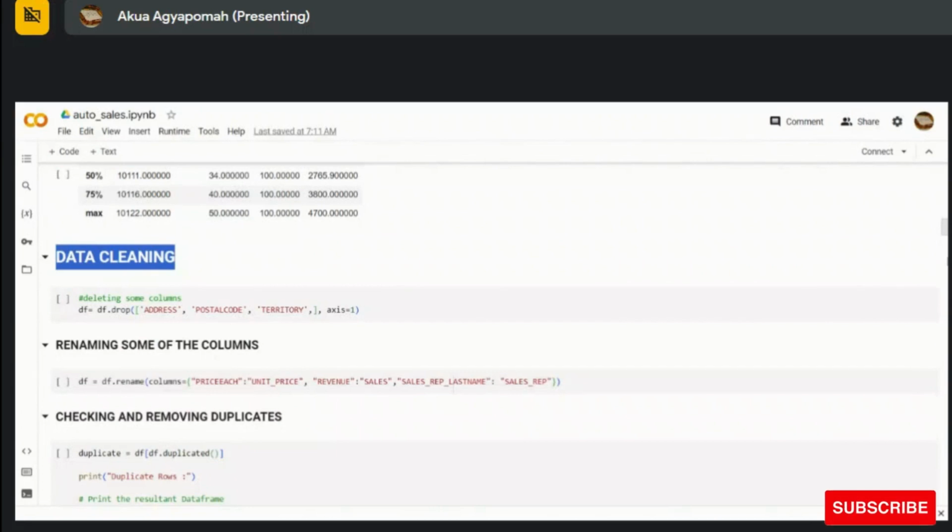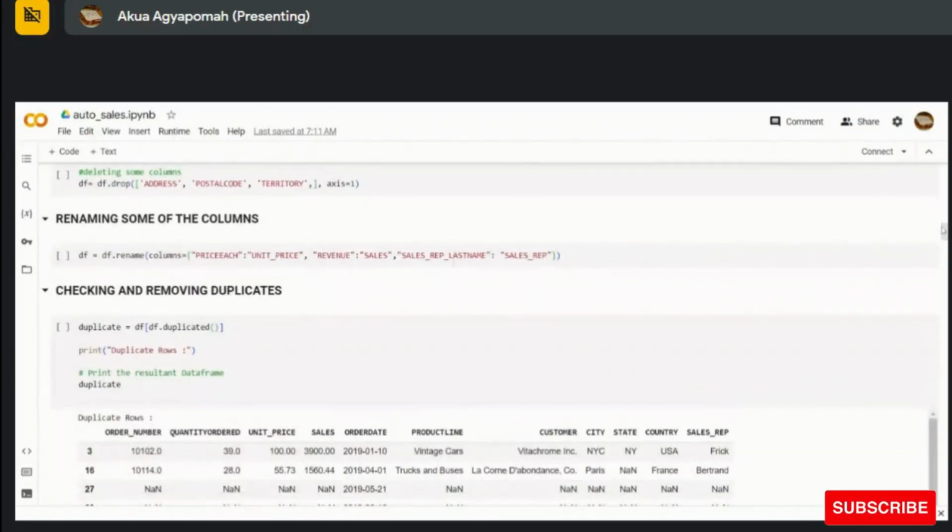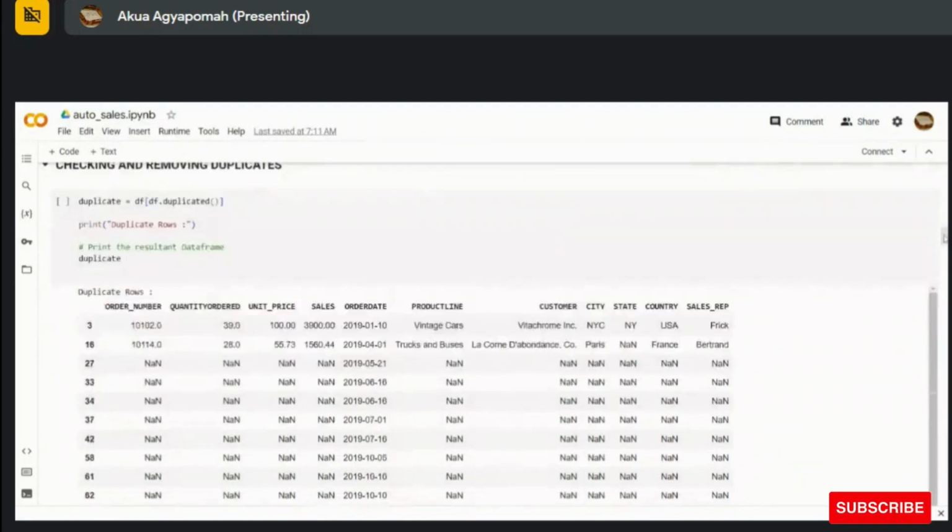If you say price each, it's somewhat ambiguous. But if you say unit price, everybody will understand what you are trying to talk about. And then I checked for and removed some duplicates, which is very important.